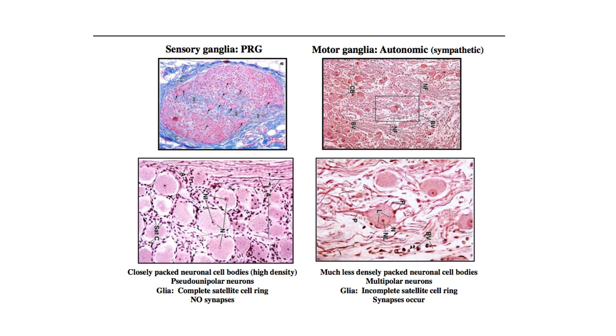Whereas in autonomic ganglia, you can already appreciate it's some kind of a star-shaped multipolar neuron, where the cell bodies are not closely packed, they are scattered, here, here, here, and there is an incomplete ring of satellite cells. Very few satellite cells can be appreciated, and synapses do occur. So the differences are very important for you to learn.